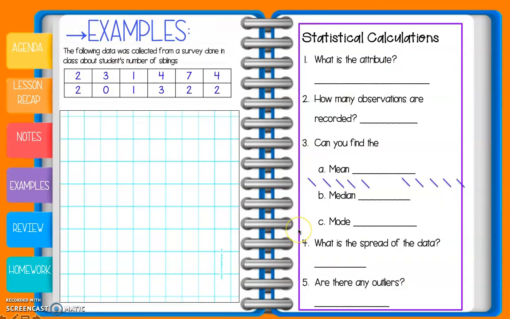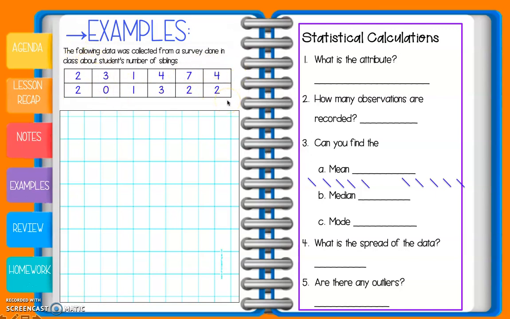Let's actually create our dot plot. Okay, so it says the following data was collected from a survey done in class about the students' number of siblings. So it's like if we went around to the class and asked everybody, how many siblings do you have? These are the numbers that were responded.